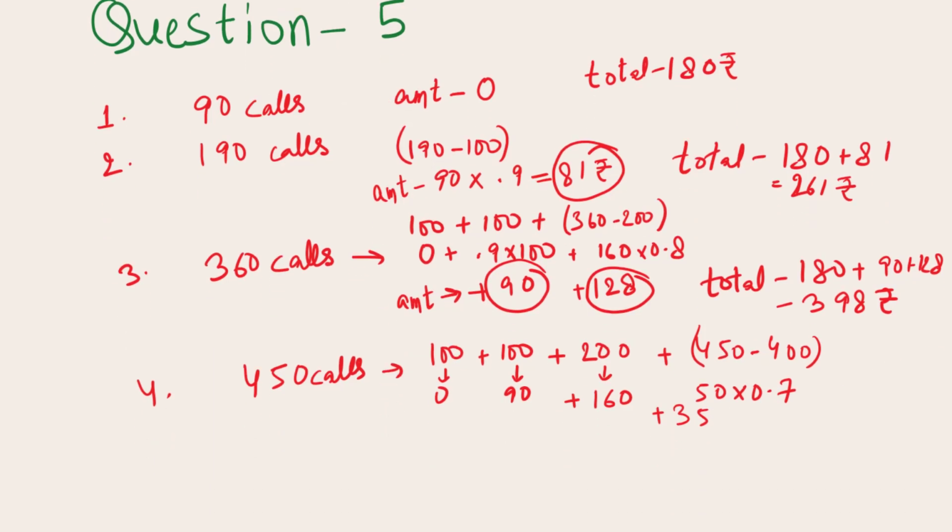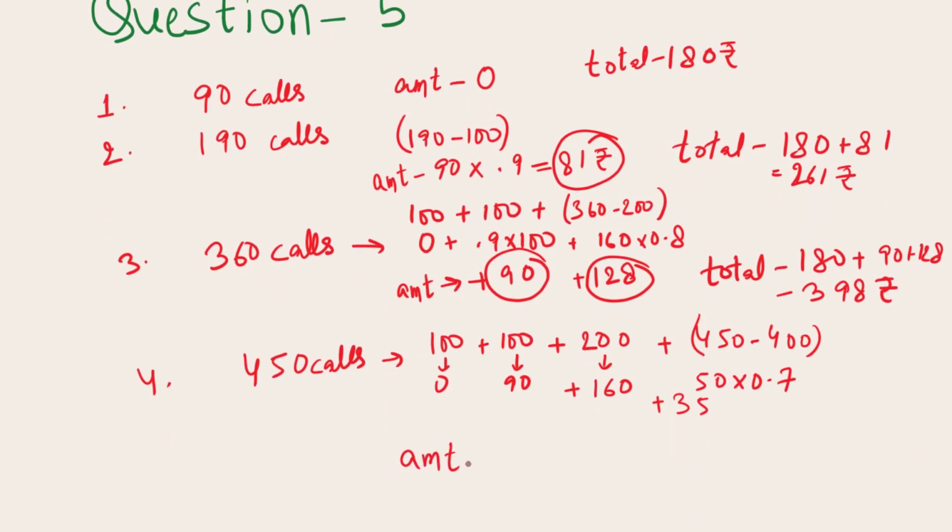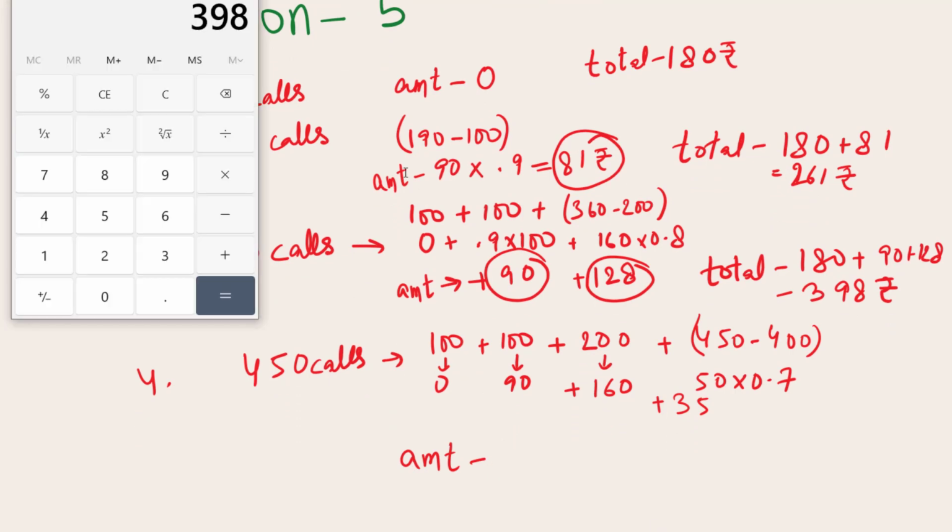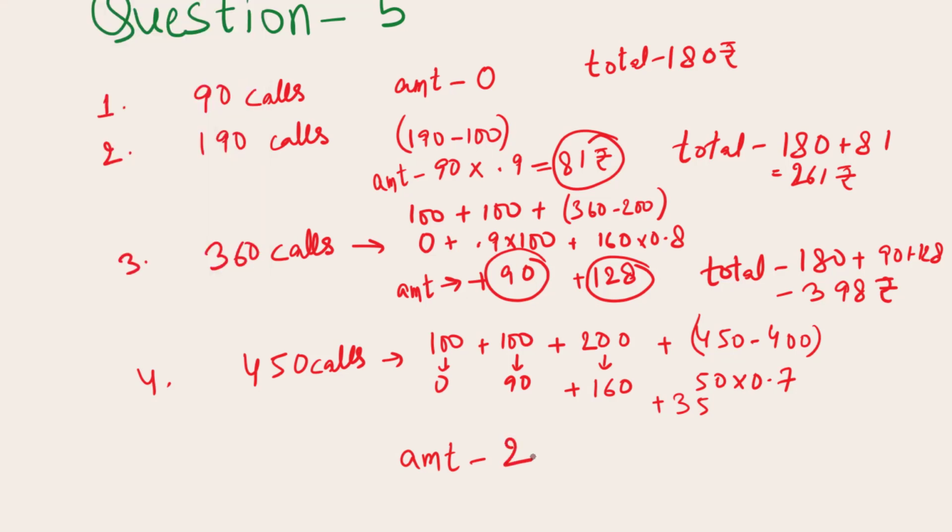So your AMT will be, let's calculate quickly. I'll do CE and then type 90, plus 160, plus 35. So this is what you will store here. Your AMT will be 285 rupees.